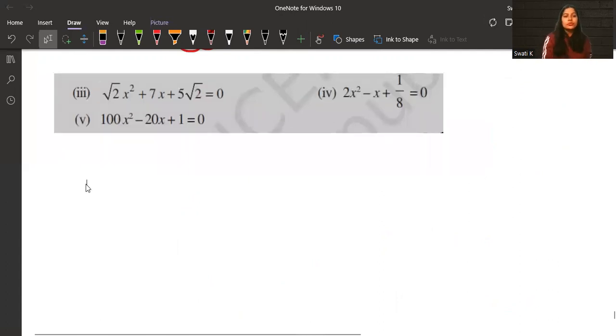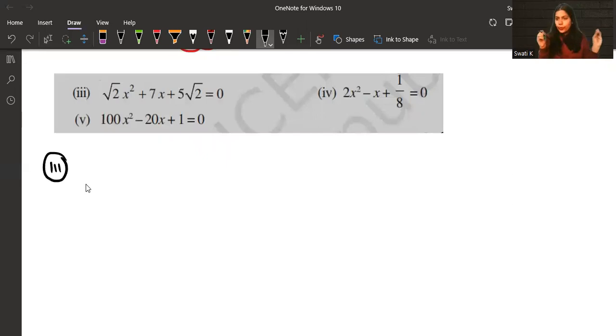As you can see, root 2 x squared plus 7x plus 5 root 2 equals 0. Let's start with the solution, the third one. Again, as I said, the x squared part should be free from any constant. It should contain only 1. So here what we can do is divide by root 2 throughout. So this will become x squared, this will become 7 upon root 2 x, and this will become 5 root 2 upon root 2, that means just 5, equals 0.